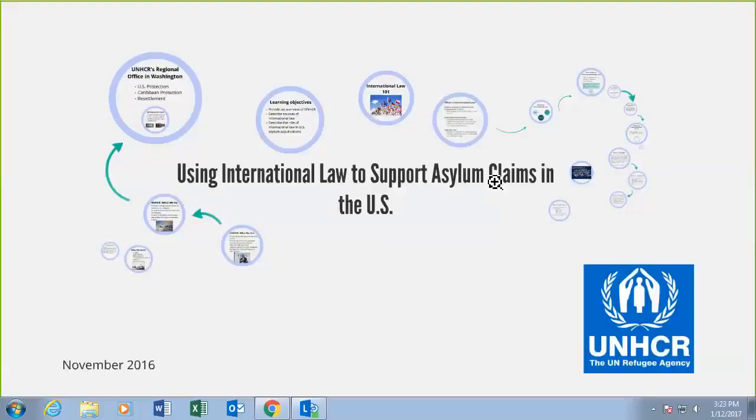My name is Colleen Cogill, and I'm a legal fellow with UNHCR. During my 2-year fellowship project with UNHCR, I am working on a project aimed at enhancing the quality of legal representation in the United States by ensuring that lawyers and adjudicators are aware of UNHCR's position and how to use it to leverage asylum claims.